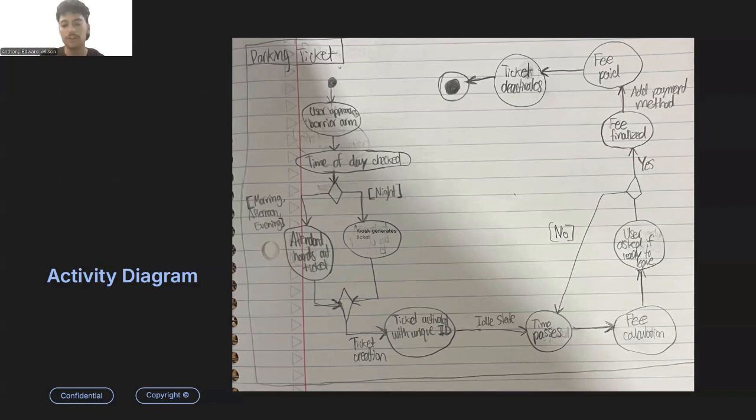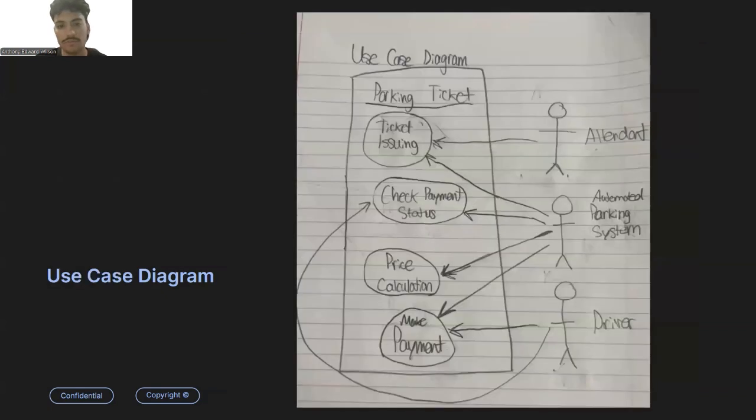We have here a loop for time passing with fee calculation and certain fees per hour depending on the time of day. When the user is ready to leave, we have the fee finalized. They have added their payment method, and once the fee is paid, the ticket deactivates.